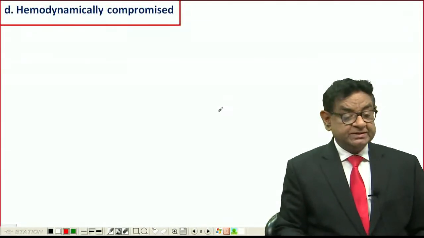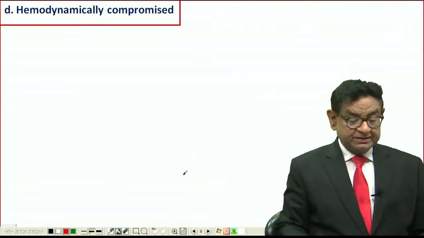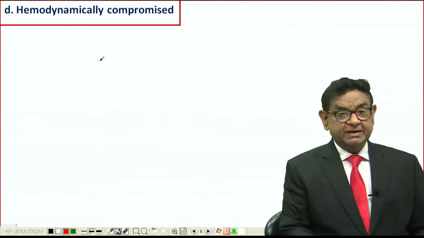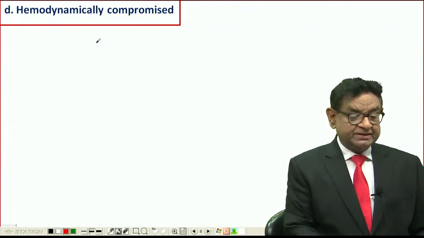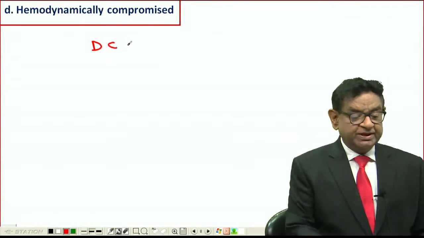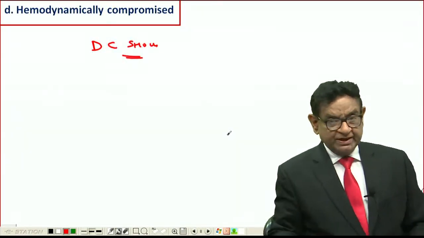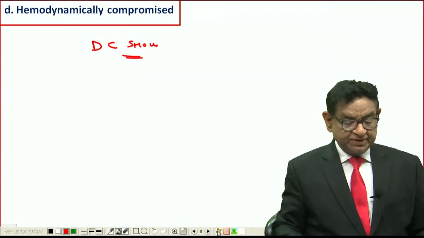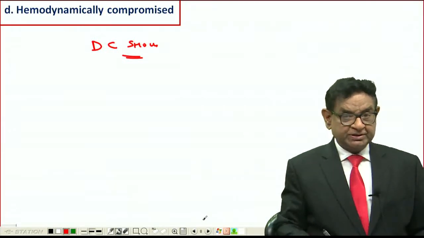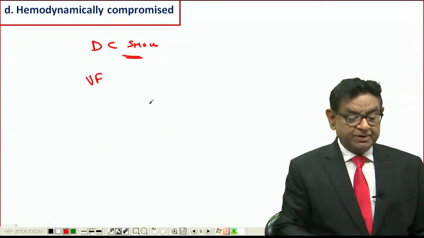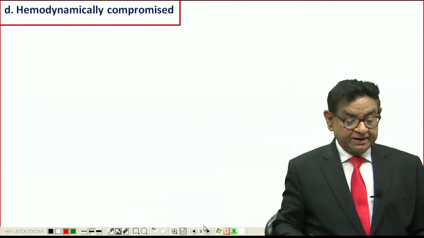Now if the patient is hemodynamically compromised, that means the patient has VT with low BP, then in that case we have to give DC shock. And of course, after that, we start infusion also. But first, we give DC shock. We don't wait, because this can go into ventricular fibrillation at any moment, and the patient may die.